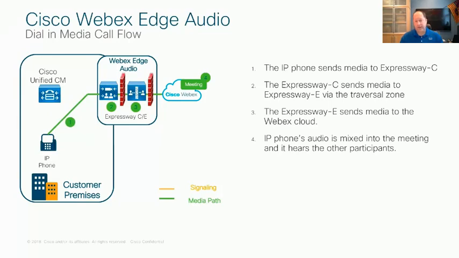Now, when the media happens, when I want to actually speak to somebody, we want to make sure we hear their audio and they hear our audio. The path is very similar, except we do not use Communications Manager because it does not process the media. So it goes IP phone, to Expressway C, to Expressway E, to the meeting itself, and I'm now a participant from an audio perspective talking to all the other participants.